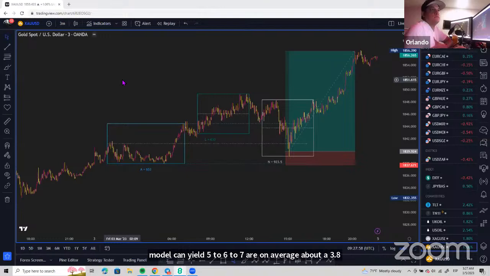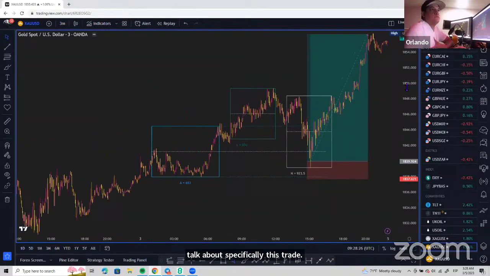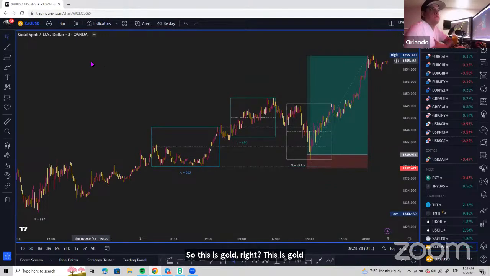So, with the probability of success, having backtested, and this is not out of the blue, right? I mean, this is based on data. Having backtested it with a probability of success of above 69%, this is very profitable, right? So this is why I want to talk about specifically this trade. So this is gold, right? This is gold on the 3-minute chart.